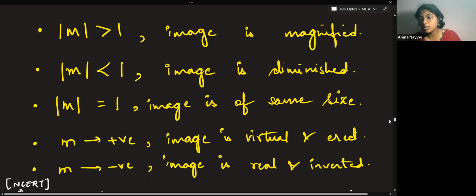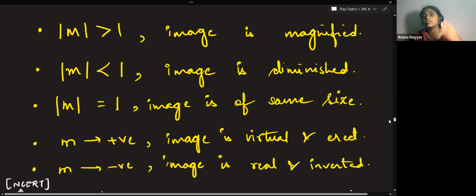If the sign is positive, it means it is a virtual and erect image. If your sign is negative, it means it's a real, inverted image. Now coming back to the example, m is equal to minus 3. The 3 shows you that the image is magnified, and the minus sign shows you it's real and inverted.